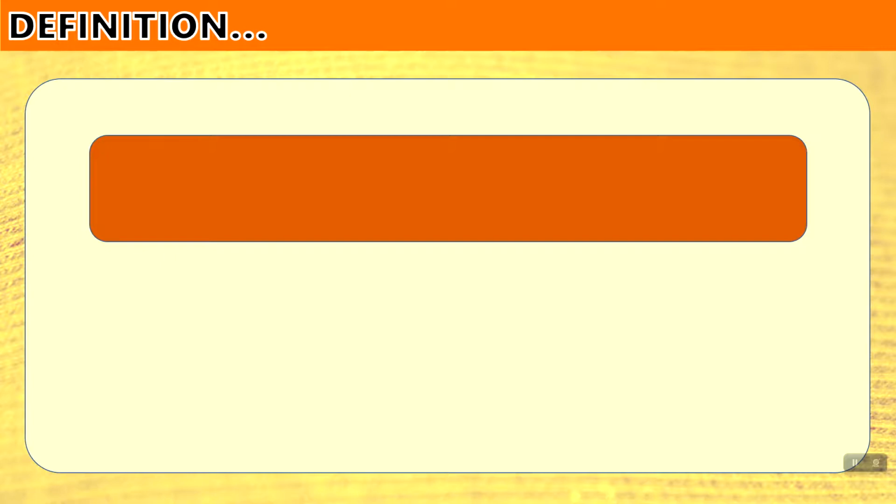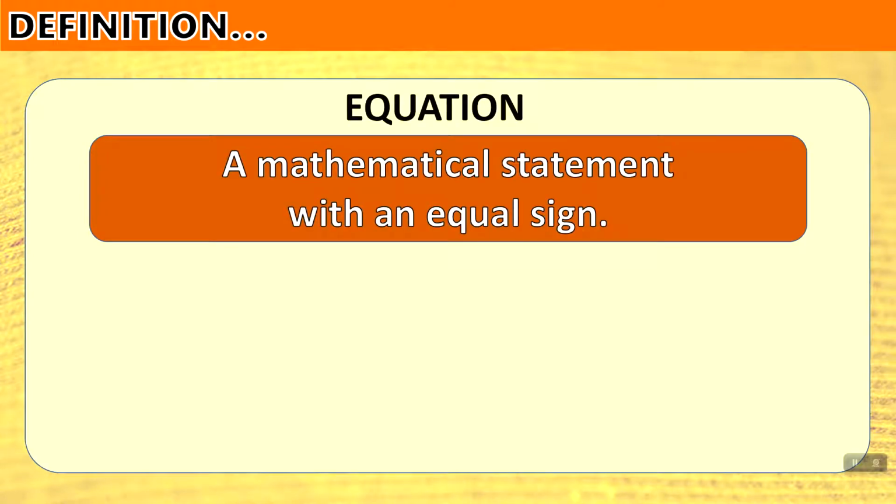First of all, let's remind ourselves of the definition of an equation. An equation is simply a mathematical statement with an equal sign. We can remember this because the first four letters of each of these words is EQUA, which reminds us that there is an equal sign involved.